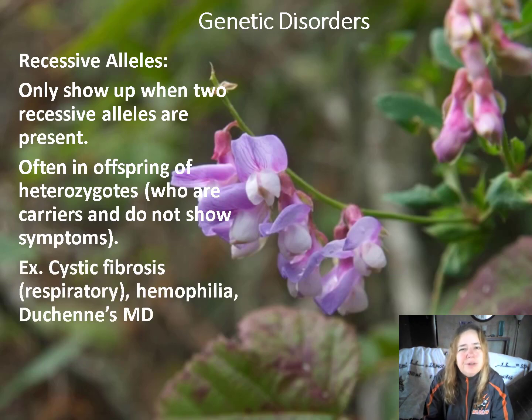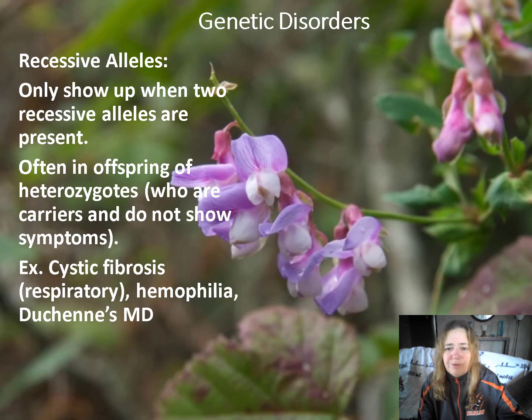Some examples of a recessive disorder are cystic fibrosis, which is respiratory. Hemophilia is excessive bleeding because the clotting factor is missing or there isn't enough of it. And Duchenne muscular dystrophy, which, as implied, affects the muscles. So that's a quick review of what happens with recessive disorders and when they show up.